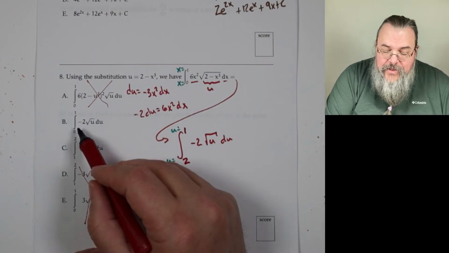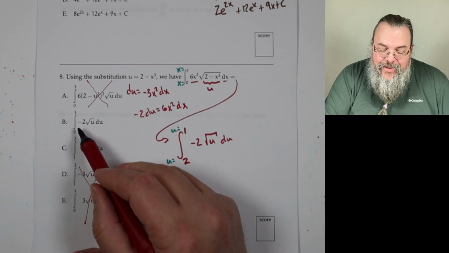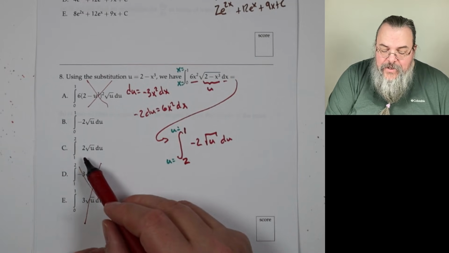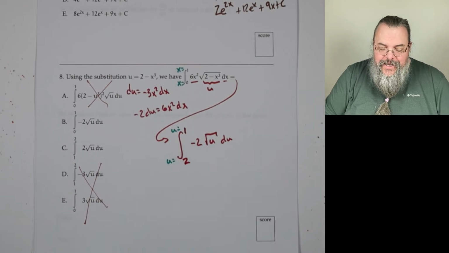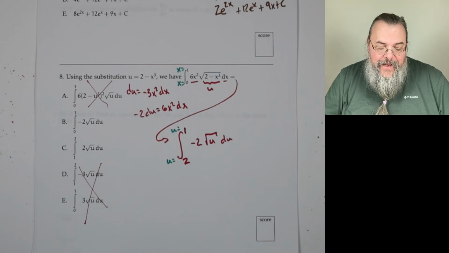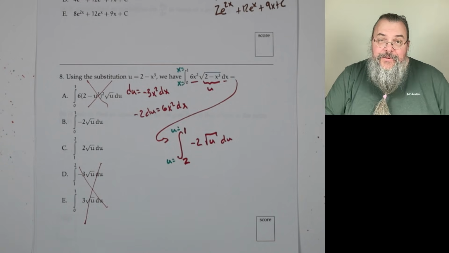So the bounds are not right. That says 0 to 1. You might say, well, wait, that says 1 to 2. But what can you do? You see, you can take advantage of the fact that orientation matters.